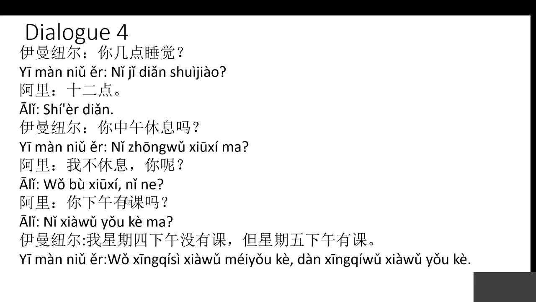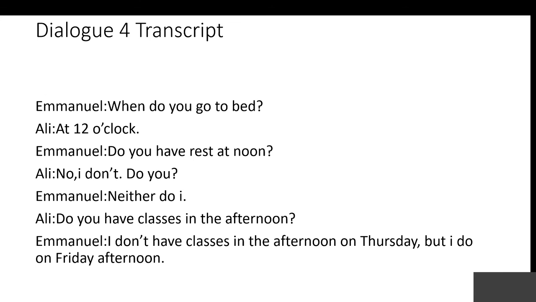你下午有课吗? 你下午有课吗? Ni is you, 下午 is afternoon, 有 is have, 课 is class, and 吗 is a question word. And then Emmanuel said 我星期四下午没有课. 我 is me, 星期 is week, 四 is 4, so 星期四 is Thursday. 下午 is afternoon, 没有 is no, 课 is class. So on the afternoon, she doesn't have classes. 但是 but 星期五 is Friday. 下午 afternoon 有课 is have classes. So on the Thursday afternoon, she doesn't have classes, but she does have classes on Friday afternoon. Thank you for listening.